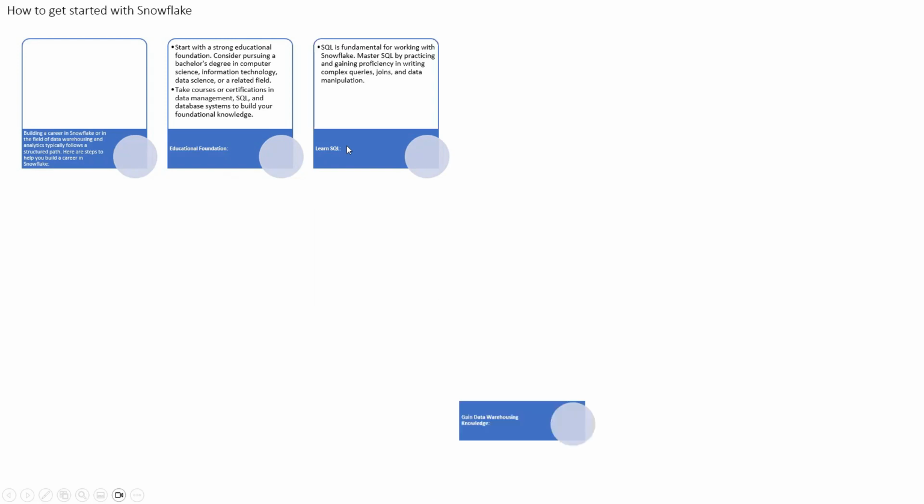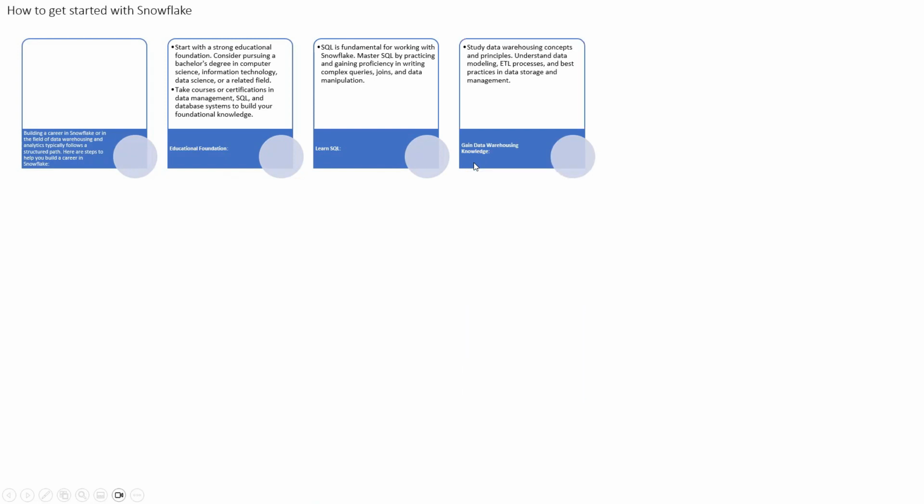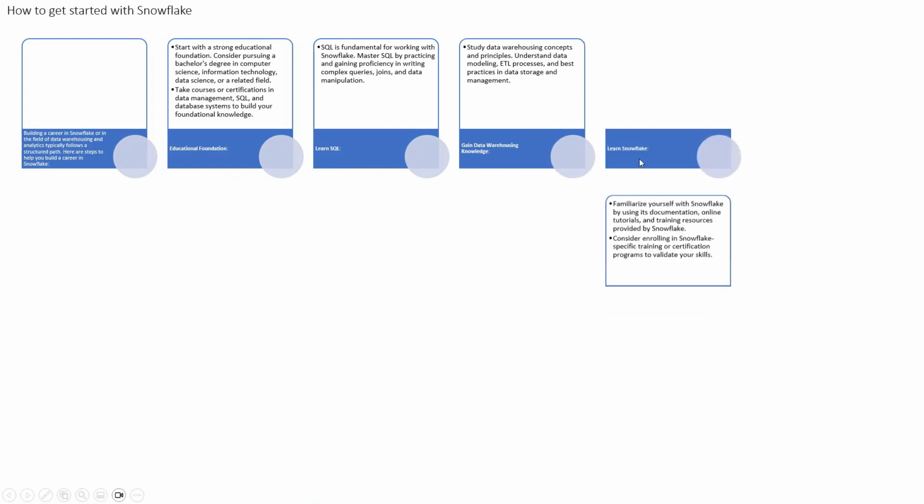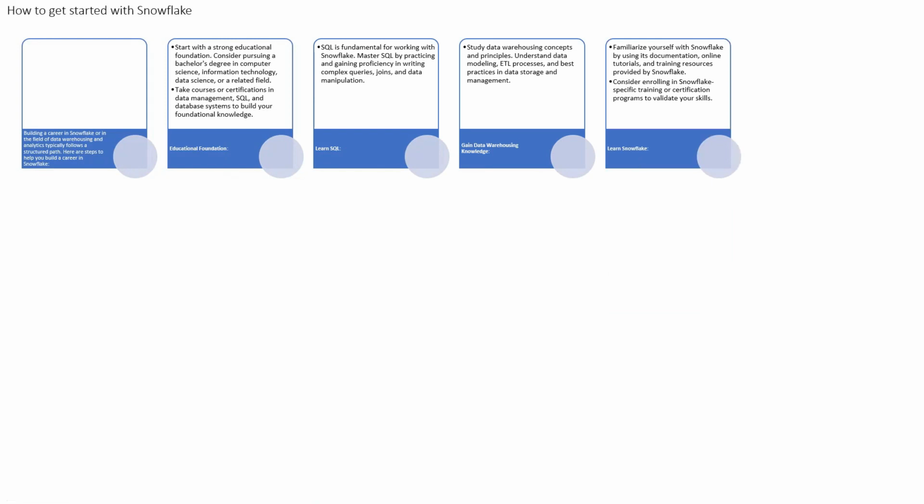Okay, now how to get started with Snowflake? Building a career in Snowflake, these are the steps that we are going to use. First thing is education foundation is really important. That is something that is mandatory. The second thing is to learn a skill, as I have told you. I'll be providing you all the inputs that are required to make yourself proficient in SQL. The third thing is to gain data warehousing knowledge. We'll be doing this also. And we also need to learn Snowflake. So in the next 35 to 40 days, we'll be learning Snowflake in detail.